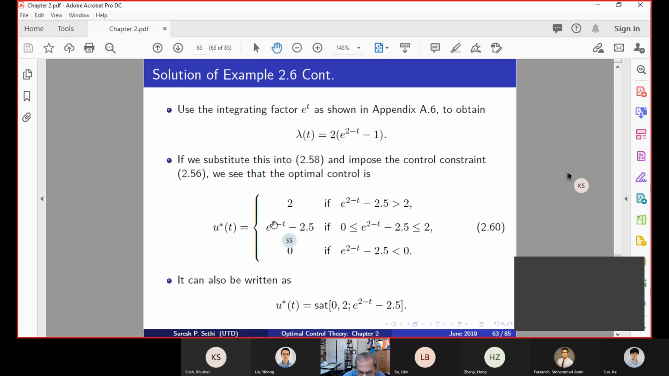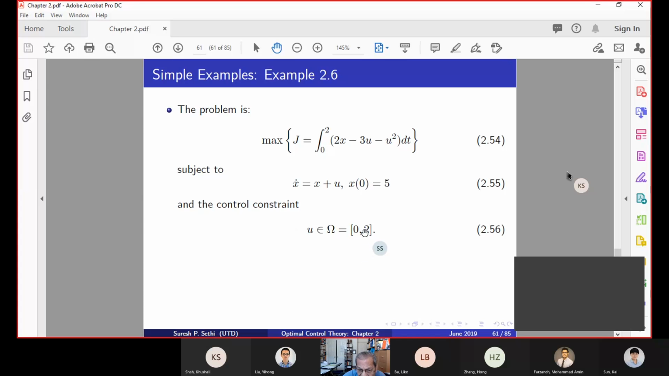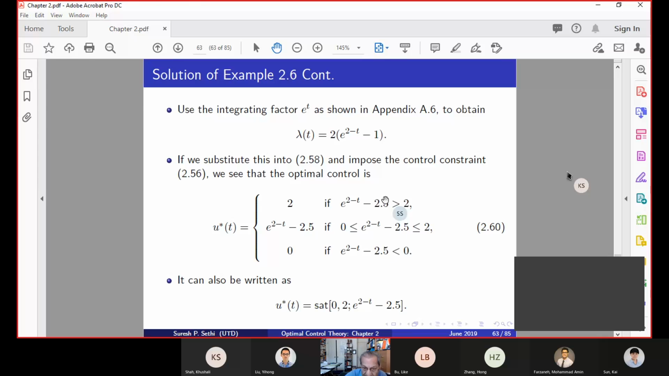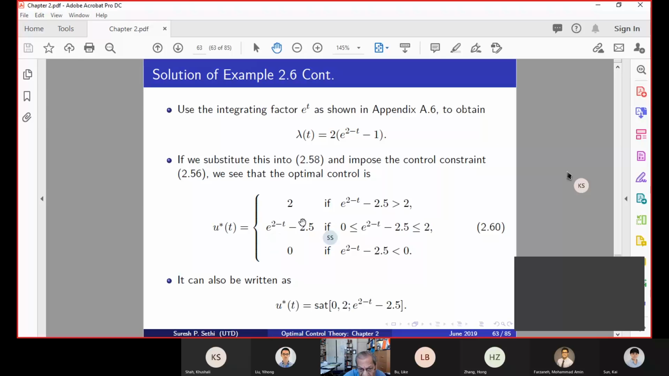u star t now is this solution. Notice that this value may not satisfy the condition that we have here, 0 to 2. So if it's below 0, I will set it to 0. If it's above 2, I set it to 2. If it is exactly between 0 and 2, I will keep that value exactly. So if that value u star t, which comes to this, is between 0 and 2, I keep that value. If it is above 2, I go to 2 because I cannot go above 2. If it's below 0, I cannot go below 0, so I keep it at 0.